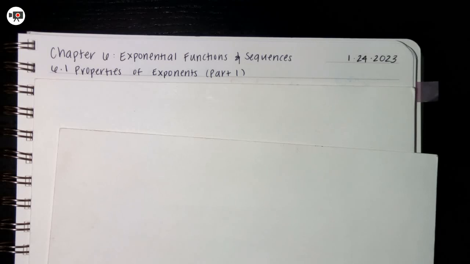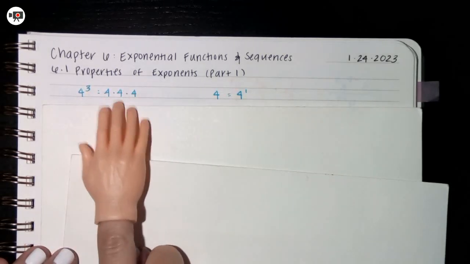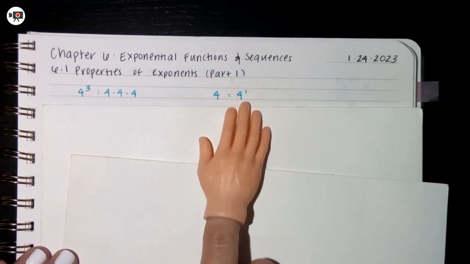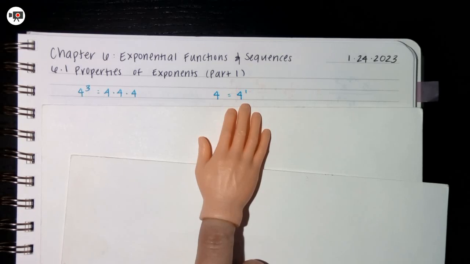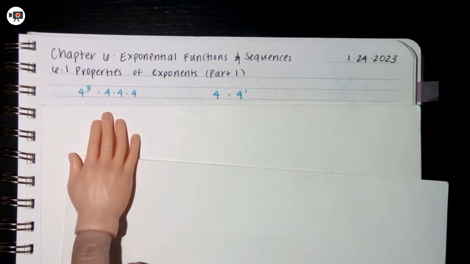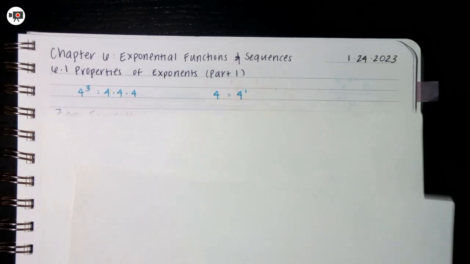This is starting chapter 6.1, Properties of Exponents, part 1. So we know that if we have 4 to the third, that means 4 times 4 times 4. And just a regular number means that it is to the first power. So the exponent means how many times that number is being multiplied by itself. If we don't have one, it's an invisible little one.